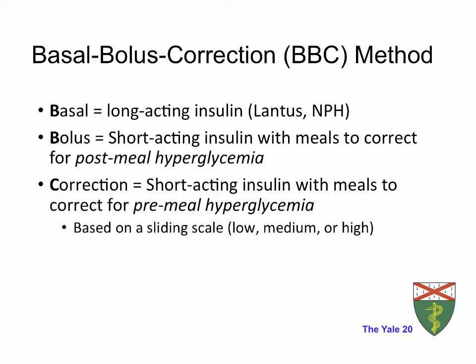So typically what we do is we add our bolus and our correction together into one injection. So for example, if I had calculated that my bolus was 5 units and my correction was 2 units, I would give the patient 7 units at once with the meal because it's the same type of insulin and it's given at the same time.